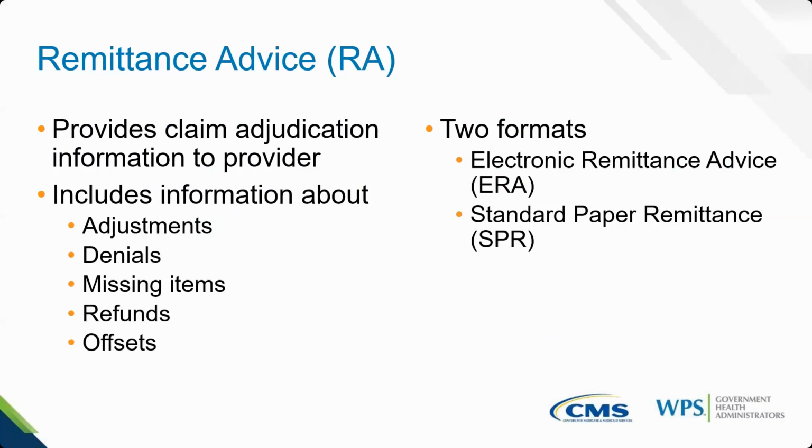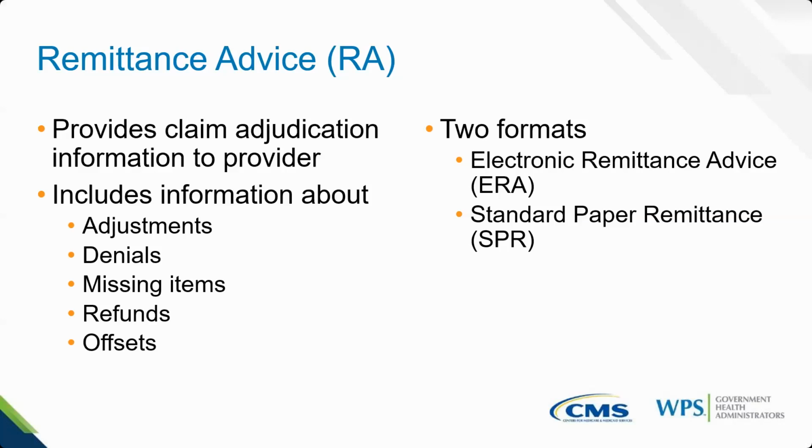Sometimes we refer to this even as the remittance notice, and other people shorten it up a bit, just call it the remit. Now, most providers receive an electronic remittance advice, what we call an ERA, as opposed to a standard paper remittance or SPR. Depending on how the claim is processed, it might also include information about adjustments that are made to claims or even information about denials. It could also include information that something is missing.